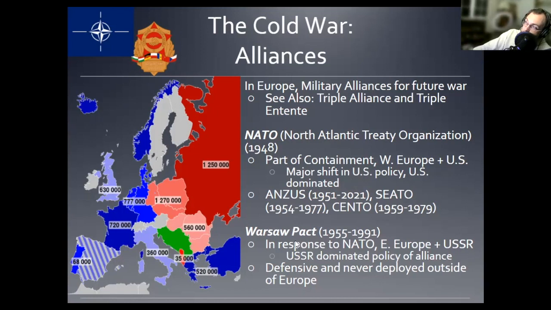The Eastern Bloc countries responded with the creation of the Warsaw Pact. Now, this was a military alliance dominated by the Soviet Union. Officially, it was in defense against NATO. And to be fair, the Warsaw Pact never was deployed outside of Eastern Europe, although it did send advisors to various countries around the world. And it was only deployed within its own borders.